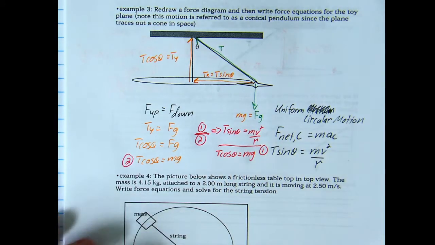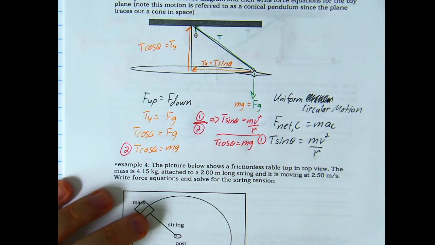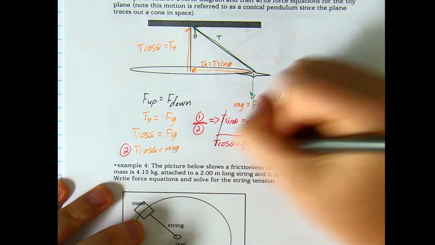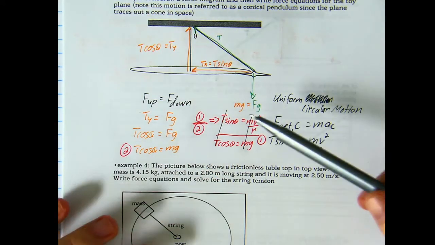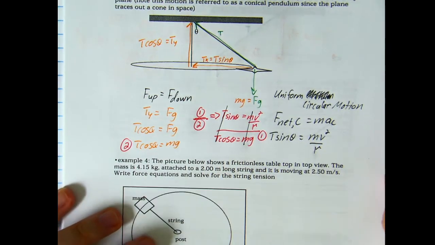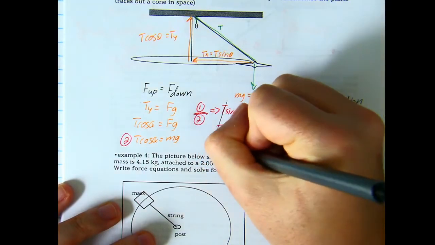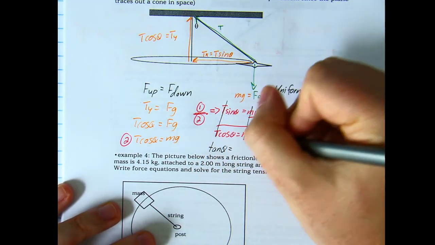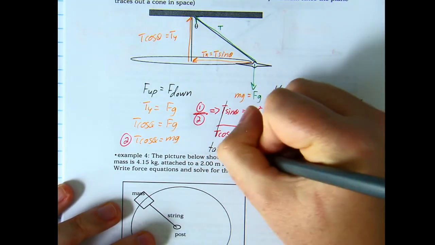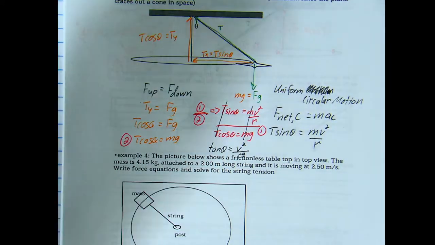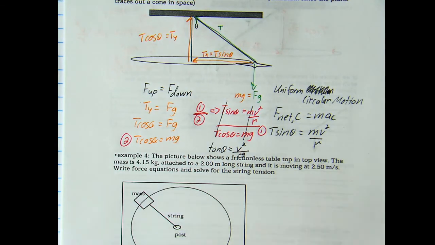And now we're going to see what happens here. My T's are going to cancel. My masses are going to cancel. And lots of you guys in Math 12 have seen that sine theta divided by cos theta is tan theta. So we get tan theta equals v squared divided by rg, which is a neat little expression.